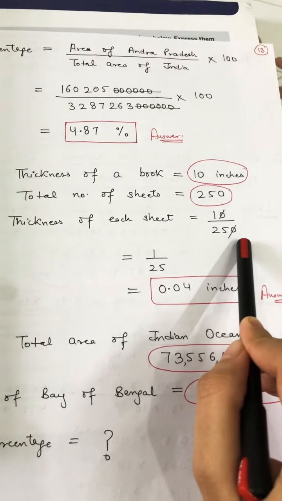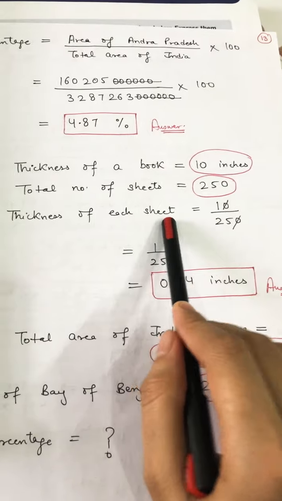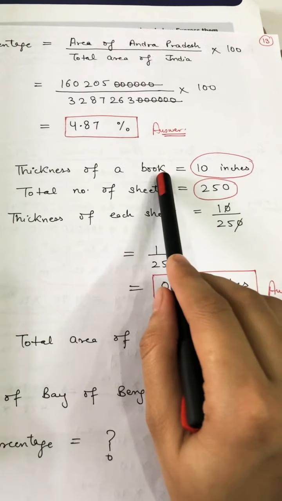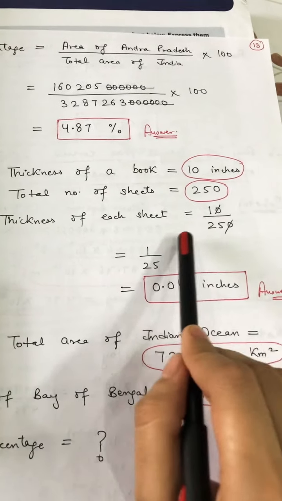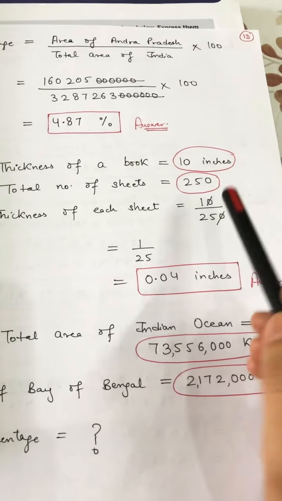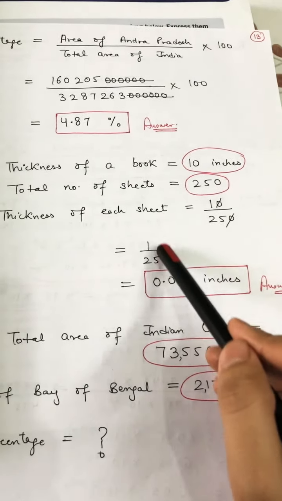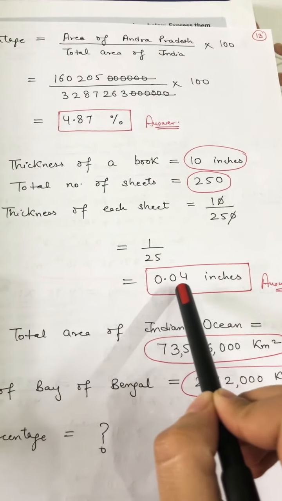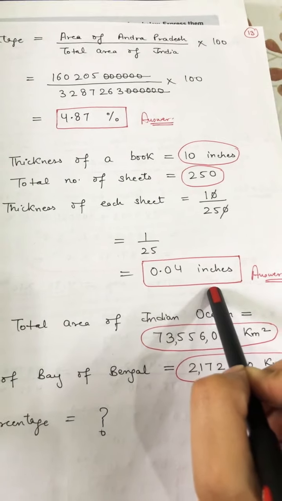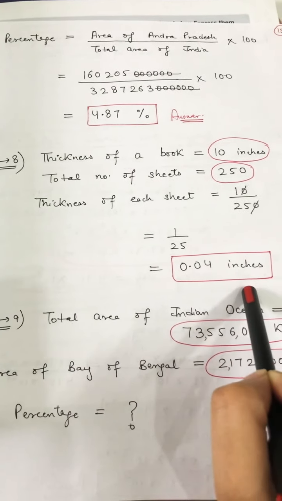How can you take out the thickness of each sheet? It's the thickness of the book divided by the total number of sheets. After cancelling, 1 upon 25 will be there. So 1 upon 25 means 0.04 inches. Clear? This is your answer.